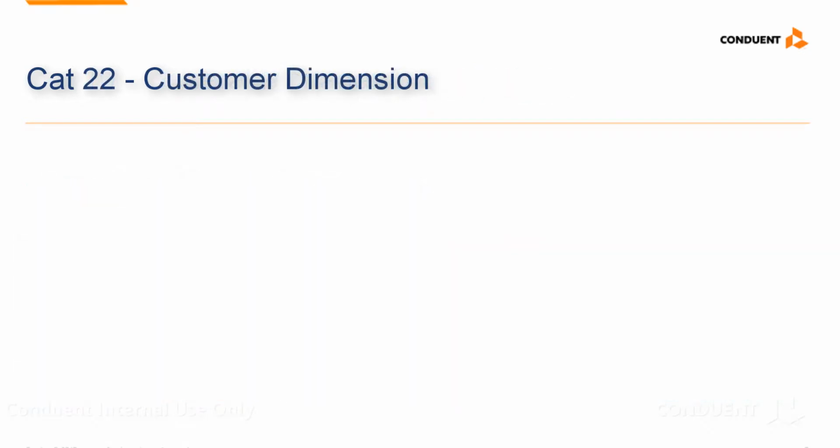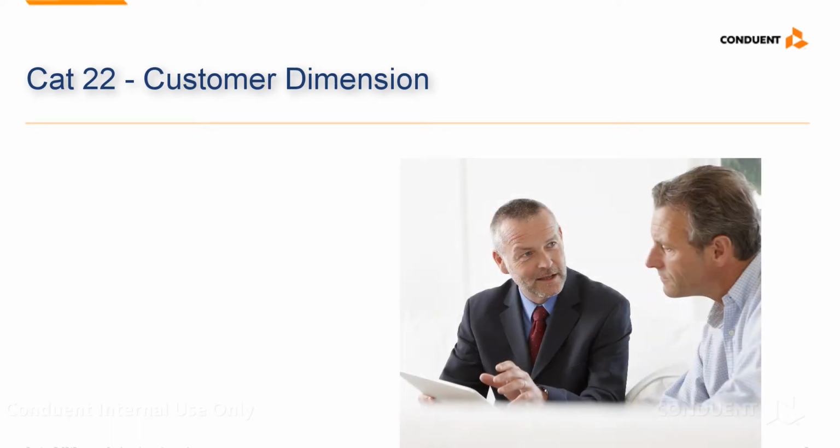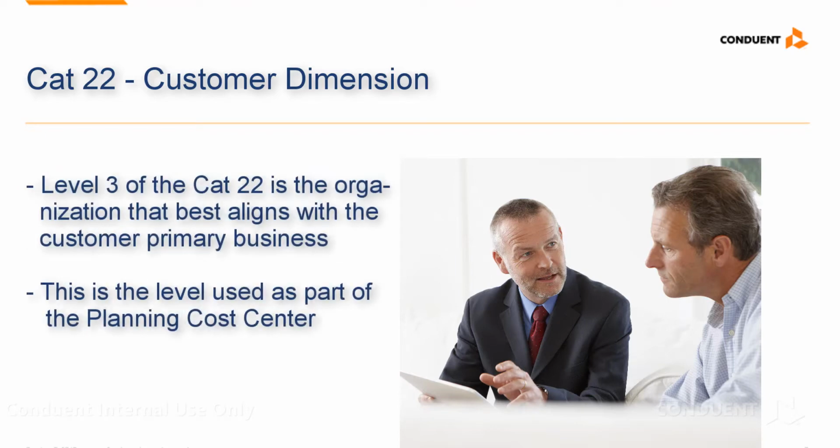The second component of a planning cost center is the CAT 22, also known as the customer dimension or customer vertical. CAT 22 has its own hierarchy, with the bottom level being an actual customer name. Level 3 of CAT 22 is used for the Conduent organization that best aligns with the customer based on the customer's primary business or industry. This is the level used as part of the planning cost center.